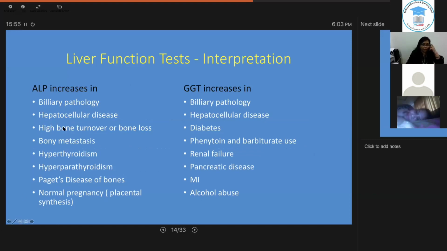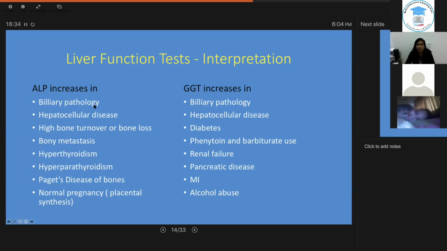As you can see from this table, alkaline phosphatase is increased in biliary pathology, liver pathology, whenever there is high bone turnover or bone loss, bony metastasis, hyperthyroidism, a long list of diseases, Paget's disease. And in cases of normal pregnancy also, we get this report and many a time patients are sent to us when they have raised alkaline phosphatase in pregnancy. So in those cases, this is mainly placental origin of alkaline phosphatase.